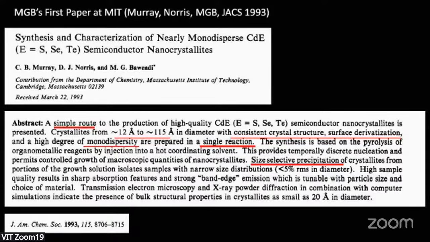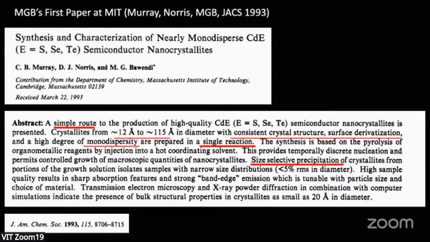And so there's a number of words that I've underlined here that turned out to be important. I didn't realize that at the time, almost 40 years ago now, 30 years ago, actually. One of them is that it was simple. It was a single reaction. And we have a process that we call size-selective precipitation. That's a fancy word for saying we purify the material.